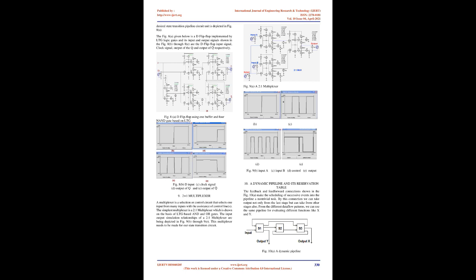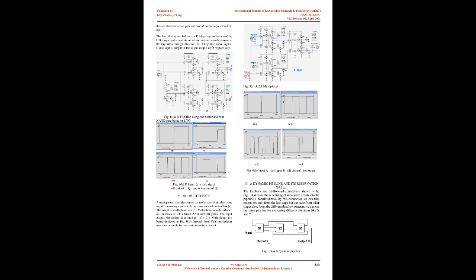9. 2x1 multiplexer. A multiplexer is a selection or control circuit that selects one input from many inputs with the assistance of control line S. The simplest multiplexer is a 2:1 multiplexer which is drawn on the basis of LTG-based AND and OR gates. The input-output simulation relationships of a 2:1 multiplexer are depicted in Fig. 9b through 9e. This multiplexer needs to be made for our state transition circuit.